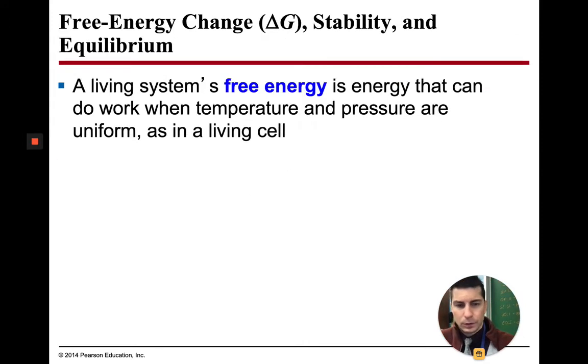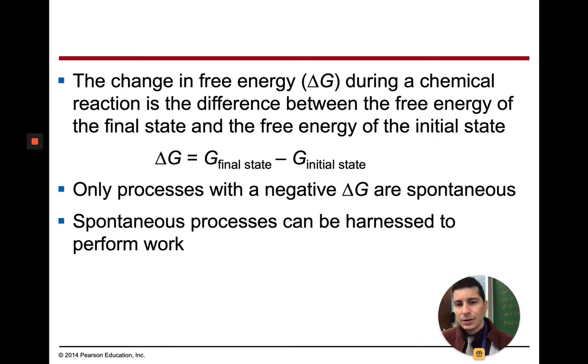Okay, so we're going to go over a few things about free energy. We're going to make it super quick. So free energy is energy that can do work in something living. Okay, so we have a certain amount of free energy that we can use. To calculate this, it's the change of G, okay? So we take our final state, in other words our end energy, minus our initial energy in order to calculate our change of G.